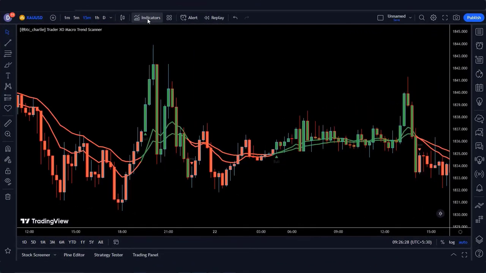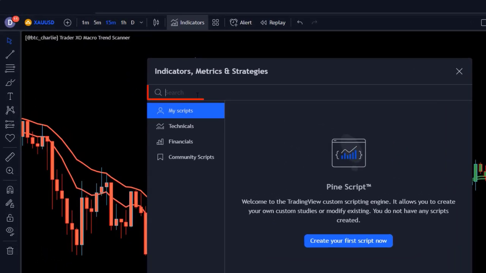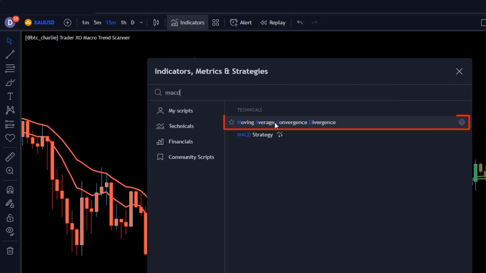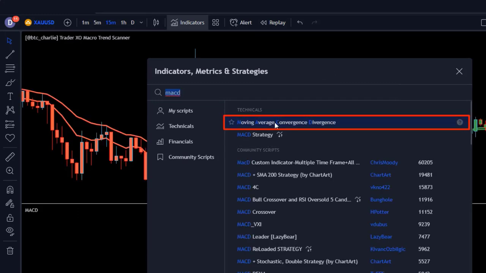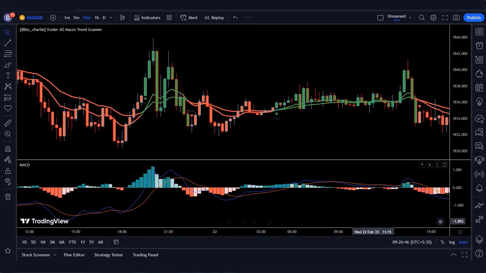Okay, now let me teach you how to filter these fake signals. We need to add another indicator to our charts. On top of the page, click on the Indicators option and open the tab. On the search bar, type MACD and apply the Moving Average Convergence Divergence indicator to your charts by clicking on it. Now this is how the indicator looks and it contains some histograms and a signal line and a MACD line.